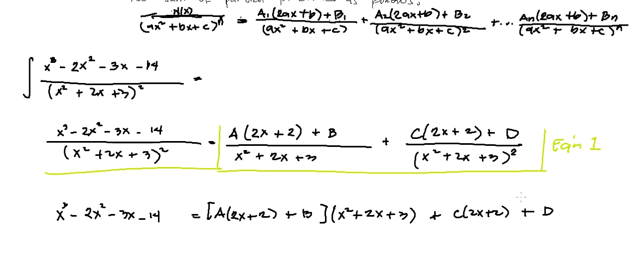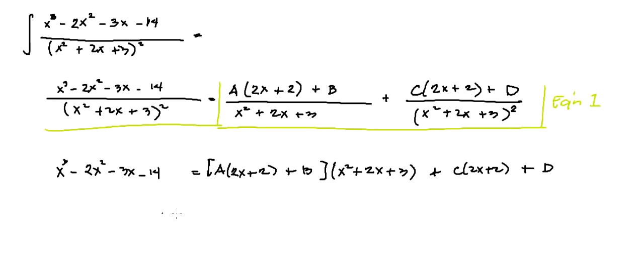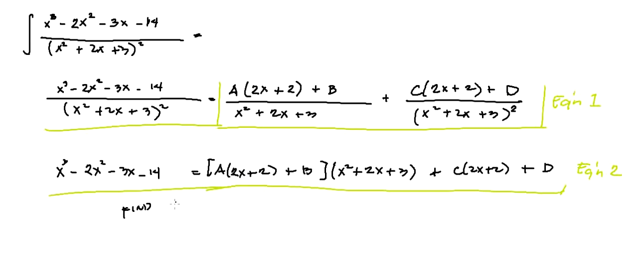Okay, so this will now become our equation 2. Okay, so next step is to again find the value of A, B, C, and D. So how can we find the value of A, B, C, and D? So I will introduce to you another solution how to find the value of our A, B, C, and D.